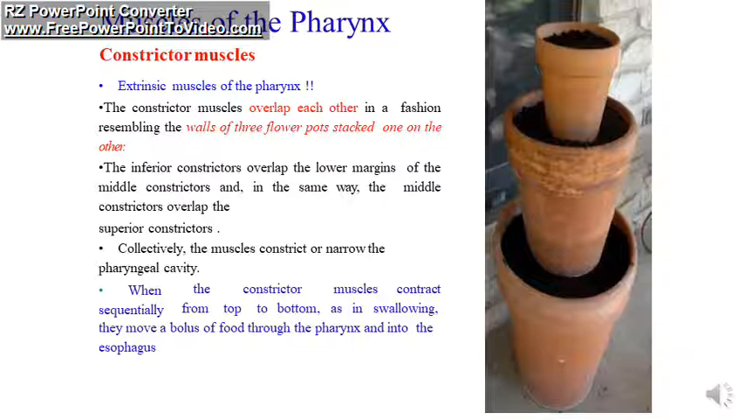If you look here, you will see this picture, which has a relationship from the base to the lower. This is what is called the extrinsic muscle and intrinsic muscle of the pharynx. We have extrinsic and intrinsic muscle of the pharynx. We have the superior constrictor muscle, the middle constrictor muscle, and the inferior constrictor muscle of the pharynx.